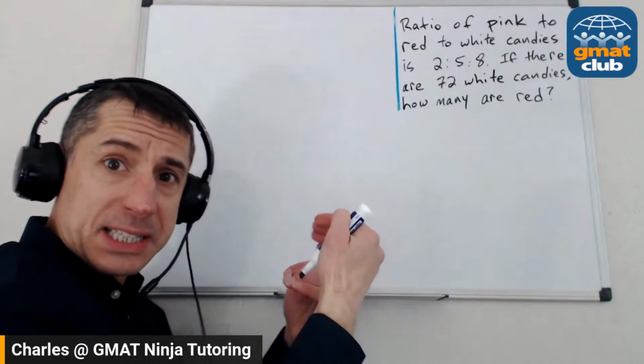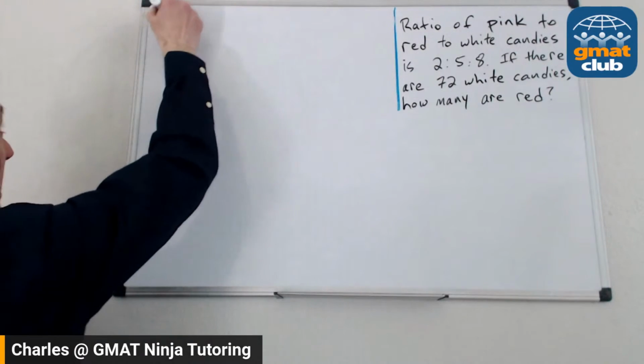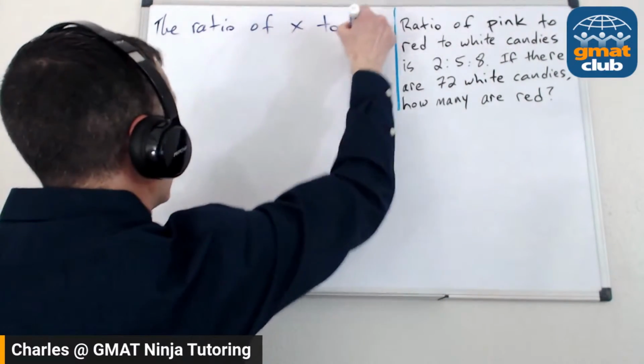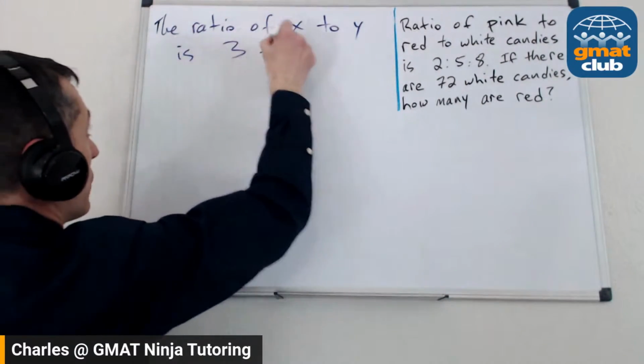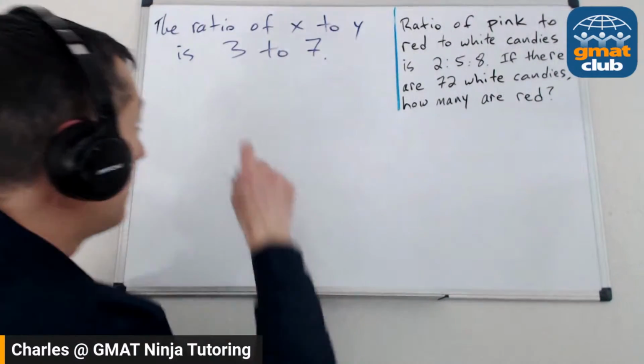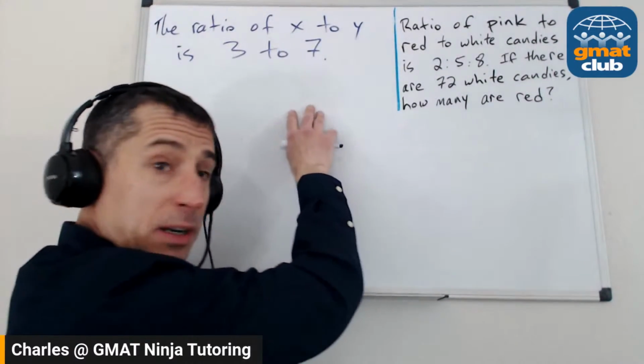So if we talk about translation of ratios, we could say something like the ratio of X to Y is 3 to 7. Very, very basic, so I want everybody here to have this. You should be able to take this and translate it to a nice, pretty little equation too.